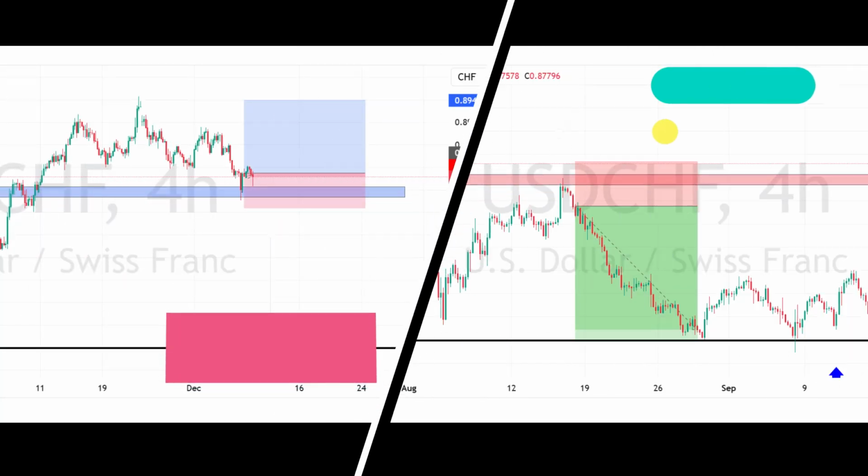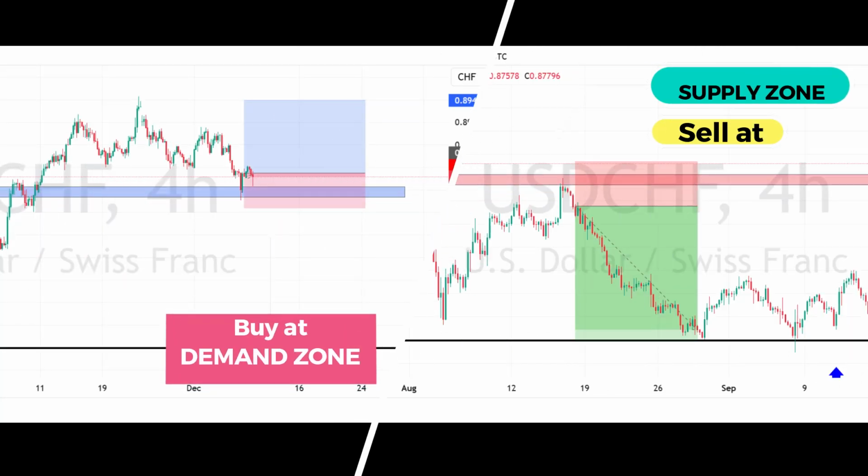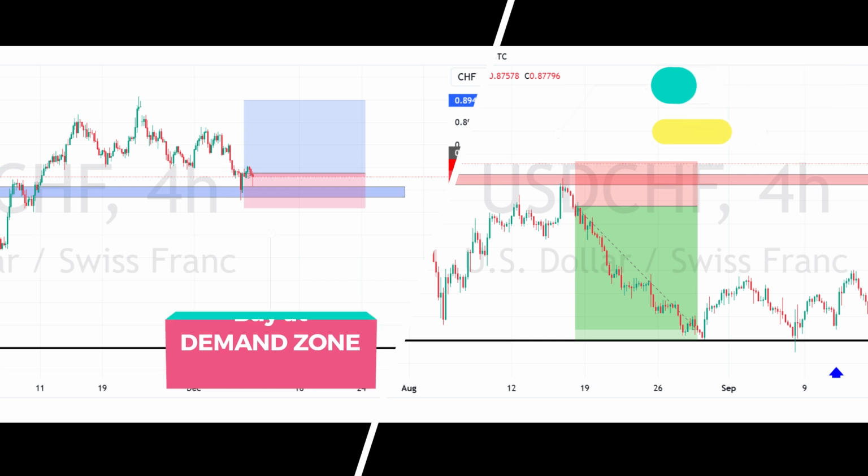Enter trades at the supply or demand zone. For a demand zone, buy when the price approaches the zone with a stop loss slightly below the zone. For a supply zone, sell when the price reaches the zone with a stop loss slightly above it.